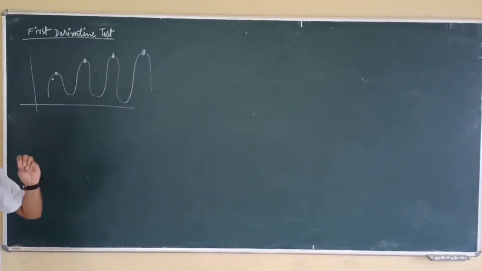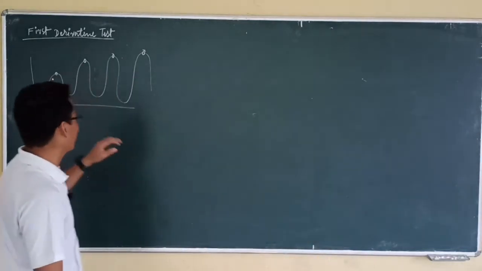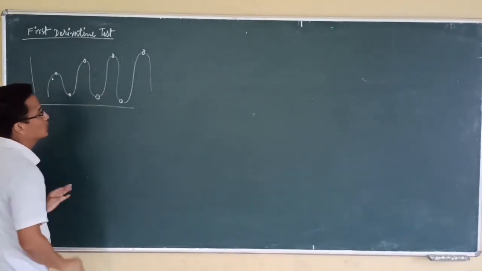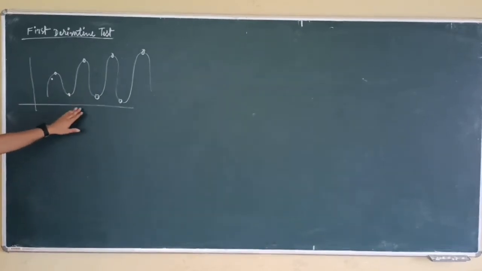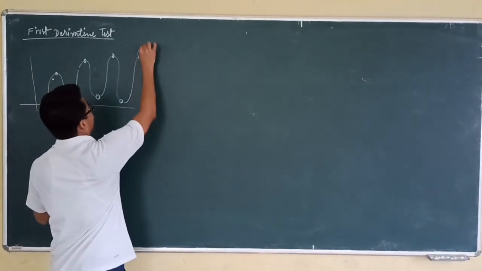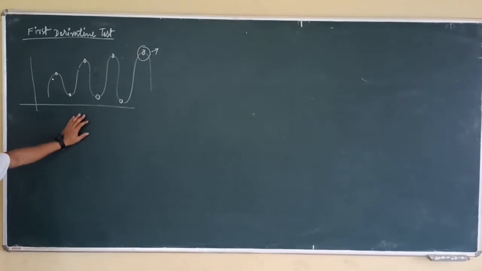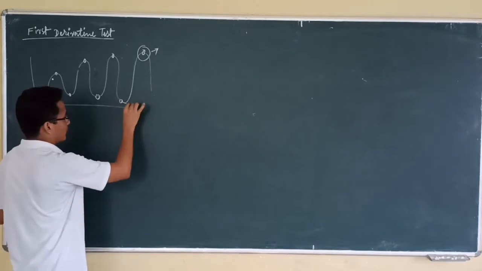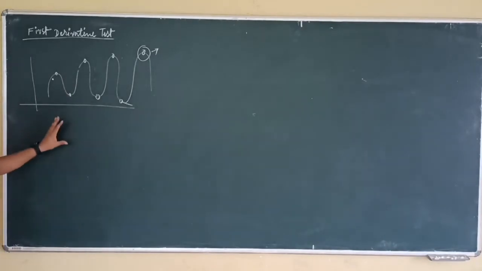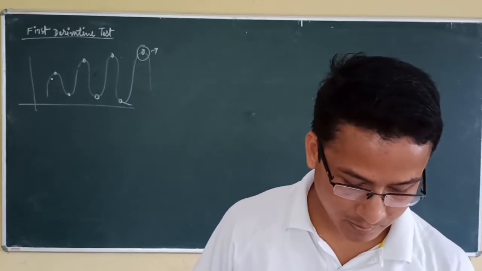In that case, if you get more than one maximum value, then we call them local maxima. Similarly, more than one minimum value we call local minima. The topmost one we call the absolute maxima or the greatest value, and the lowest one of that function we call the absolute minima. Okay, clear?